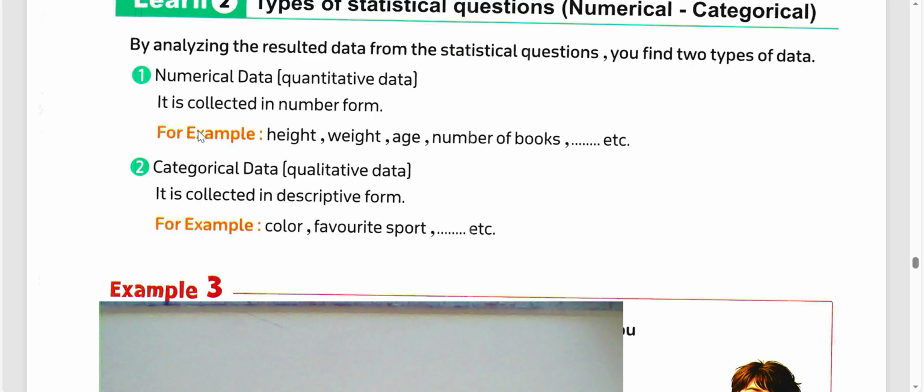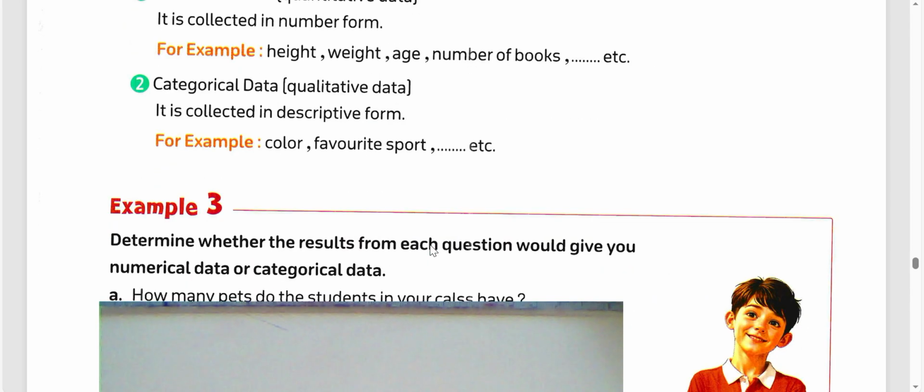Complete with me: numerical data, quantitative data, numbers like height, weight, number of books. Categorical data, qualitative data, words, color, favorite sports, favorite food, all things.